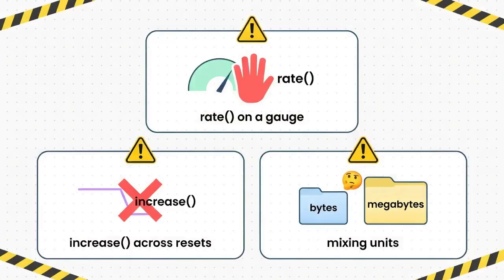First, never apply rate to a gauge. It's the wrong tool because gauges go up and down and have no meaningful per second rate. Second, increase does not handle counter resets the way rate does, so naively summing over a window that crosses a restart produces garbage numbers. Third, always mind your units. A bytes panel and a megabytes panel side by side will make one server look 1,000 times healthier than another.